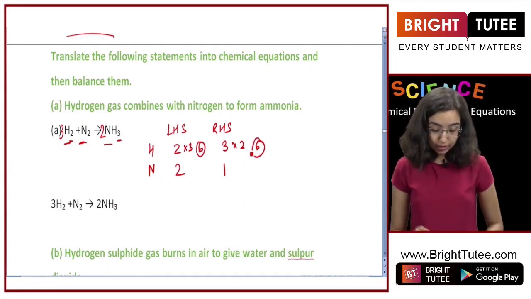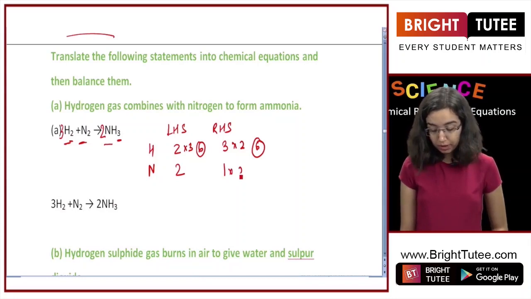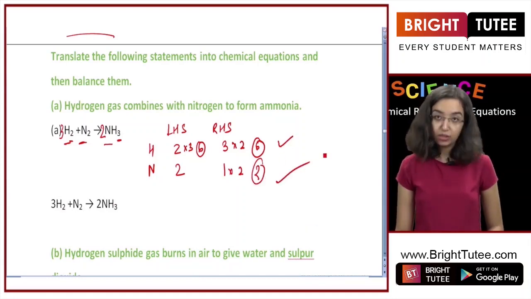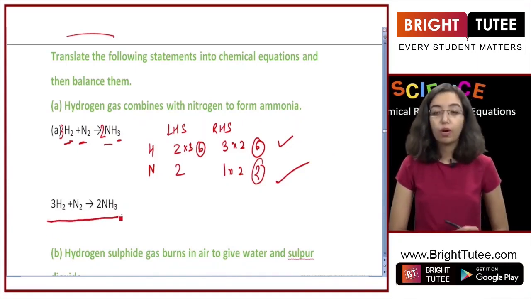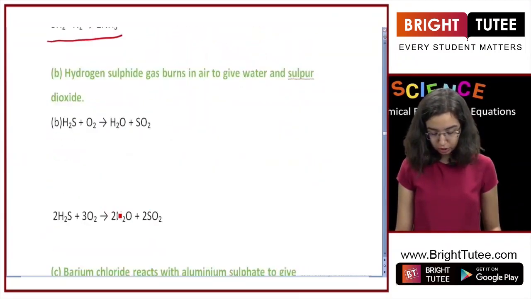But in this process, the nitrogen will again change its number. So you see that nitrogen now is 2, and here it was already 2. So when we multiply this by 2, we again get 2 here, and so our equation is balanced. So the final equation is 3H2 plus N2 forms 2NH3. Understood? Now let's move on to the second part of this question.